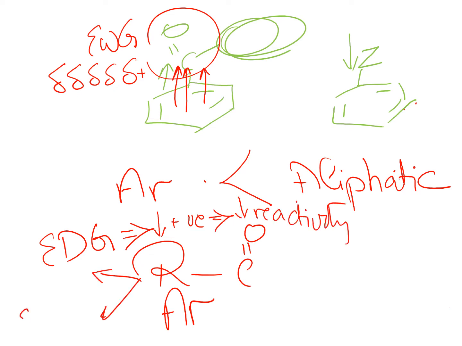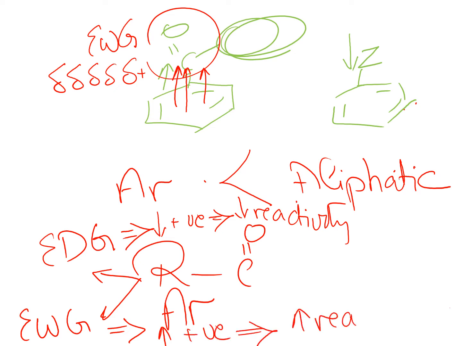However, if you attach an electron withdrawing group, it attracts electrons towards it, away from the carbonyl. So it increases the positive charge on the carbonyl. So accordingly, it increases the reactivity of these compounds. Let's look at the slides that discuss these points.